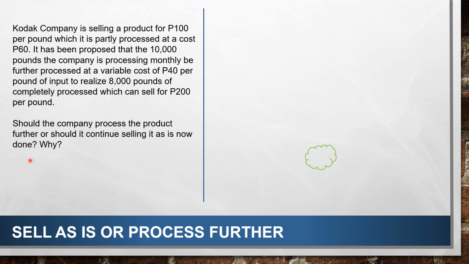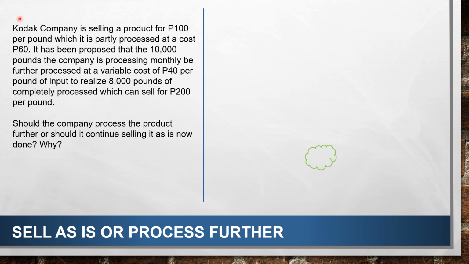Okay, so we have another sample problem for sell as is or process further. So we have here, Kodak company is selling a product for 100 per pound, which it partly processed at a cost of 60. It has been proposed that the 10,000 pounds that the company is processing monthly be further processed at a variable cost of 40 per pound of input to realize 8,000 pounds of completely processed product which can now sell for 200 per pound. Question: should the company process the product further or should it continue selling it as is?